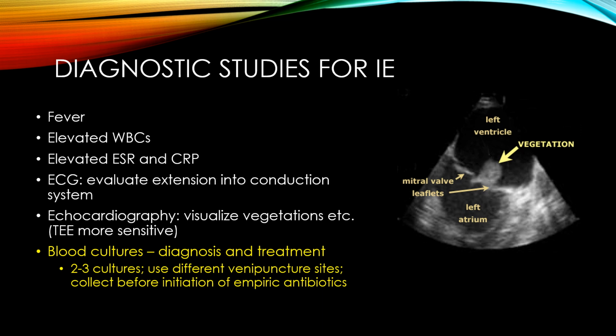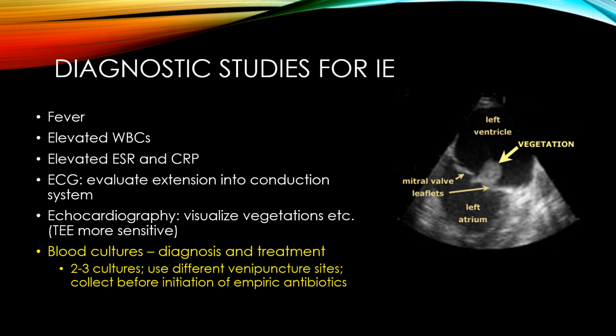Now, this is important. Multiple cultures will be taken. So 2 to 3 cultures, and we use different venipuncture sites. We don't want to take them all from the same site for risk of contamination. And we usually know what bacteria will cause contaminations, and so would have low suspicion if it looks like some sort of contamination. So that's why we take multiple sites.